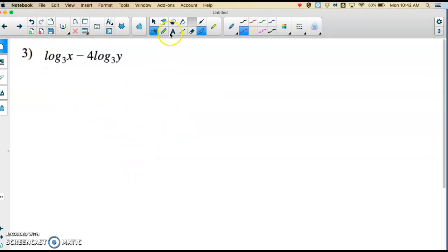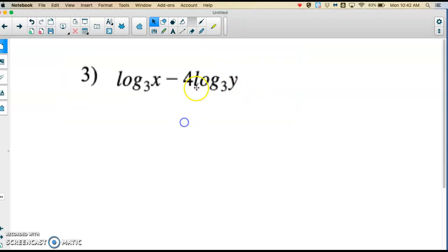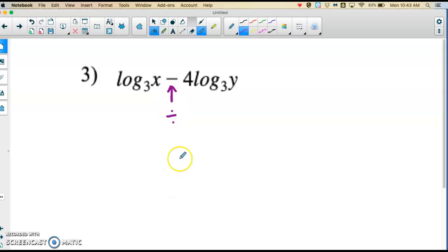All right, now for number 3. Again, we will be condensing because we see multiple logs. So we want to get it down to 1. You see subtraction, automatically you should think division. You see a number out in front, automatically you think unplugging, putting the power up.